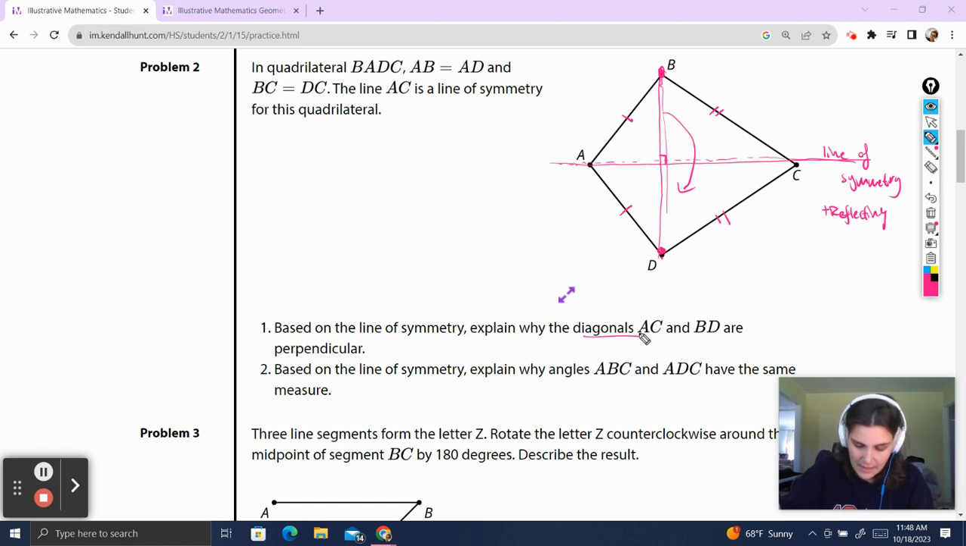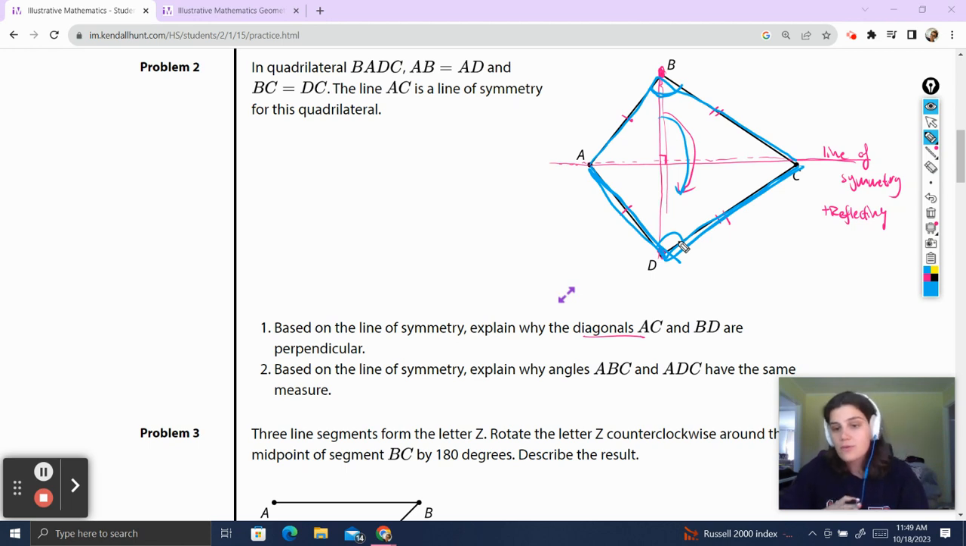Question 2. Based on the line of symmetry, explain why angles ABC and ADC have the same measure. So angle ABC is right here, and angle ADC is right here. So we're going to draw that double lines. Well, we just talked about how our line of symmetry is the same as a line of reflection. And what we know about rigid motions or transformations or isometries or rigid transformations is that they preserve angle measure. So when I reflect this angle all the way down to this angle, the measure stays the same. And that is true for every single reflection that is out there. It preserves the measure of angles.